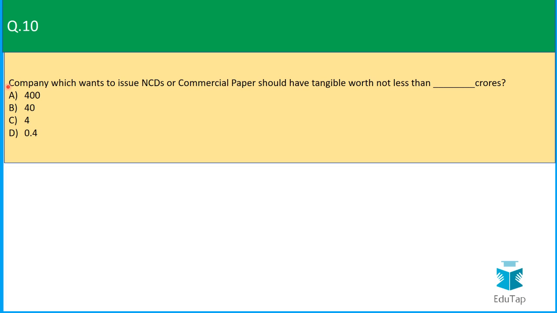Next question. Companies which want to issue NCDs or commercial paper. So basically here it's both NCDs and commercial paper should have tangible worth not less than how many crores?